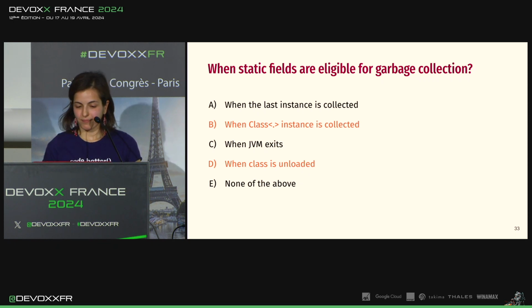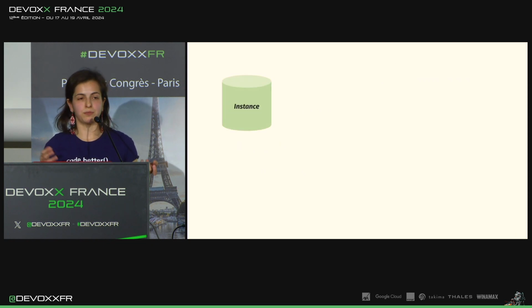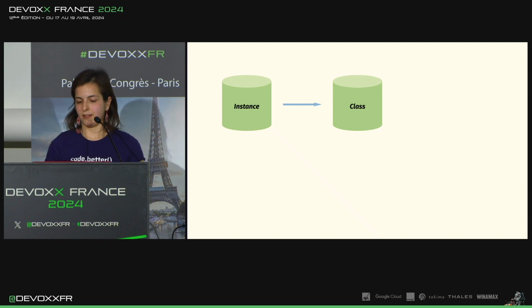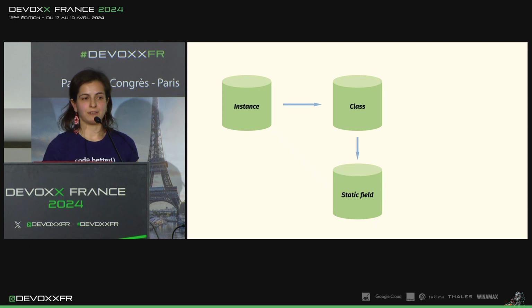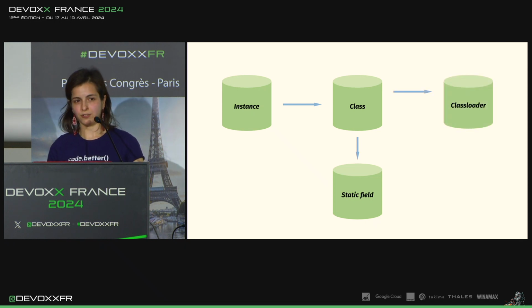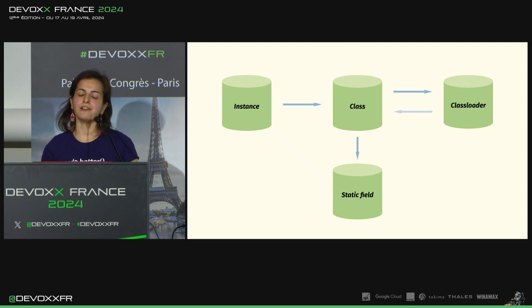Why? Let's see in the diagram how it actually works. Usually when you program, you deal with instances. Every instance has a reference to the class of which it is an instance. Then every class has a reference to its static fields, so static fields are in the class. And then the most interesting part: every class knows about the class loader that loaded it, and every class loader knows about all the classes that it loaded.